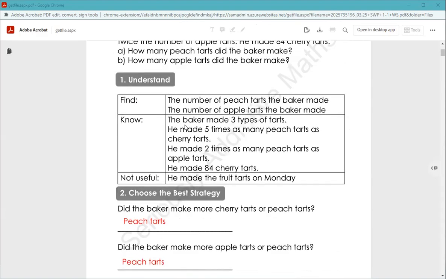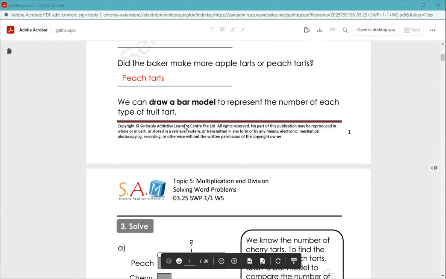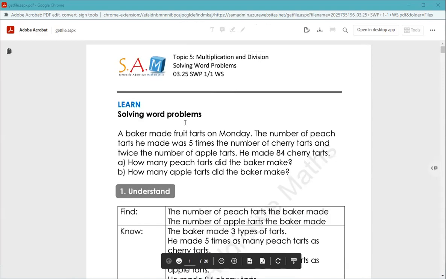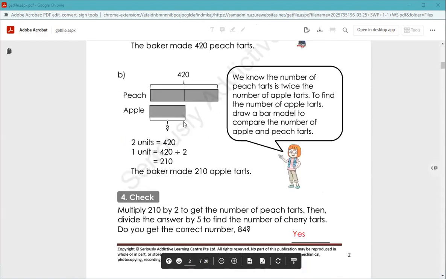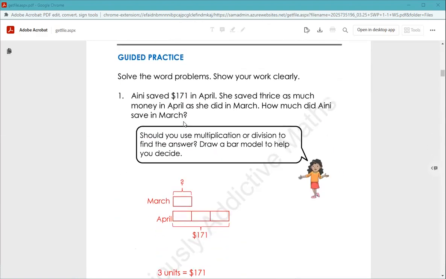So instead of going through the learn segment, I would suggest that you start off by telling them the learning objective, which is application of multiplication and division on word problems, and then go straight into guided practice. That is on page 3 here. Instead of getting them to do it on their own, you demonstrate. You work through the questions with them. Make sure that they model after you along the way.